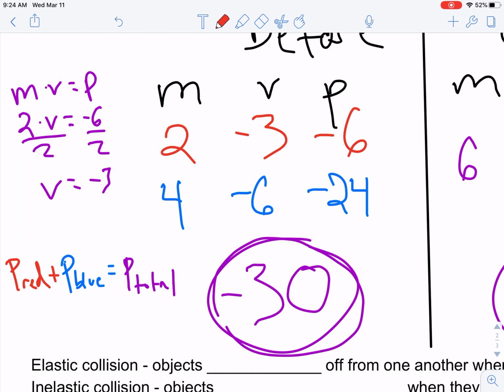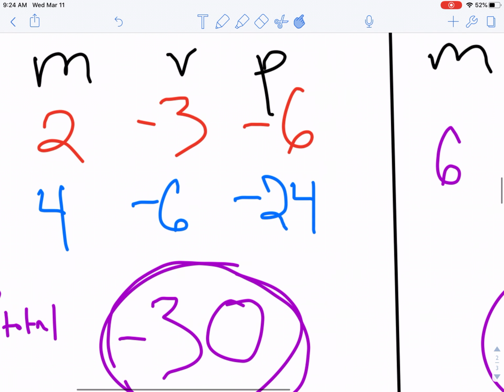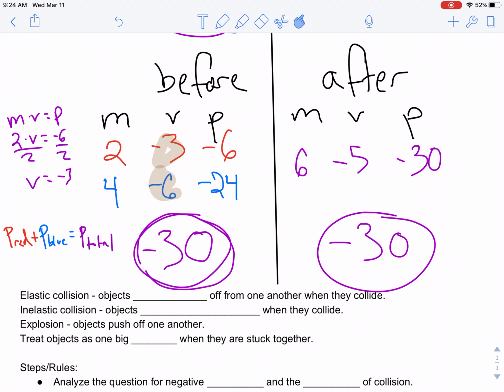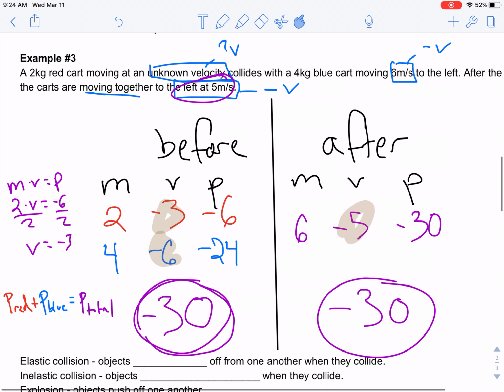Now you might be thinking, wait a second here. This doesn't make sense. Is it possible that they both have a negative velocity? Sure, it's possible. Yeah, the blue car's moving a lot faster, so it just caught up with the red car and then collided with it and stuck together, and then it's slowed down a bit. So that's totally fine.